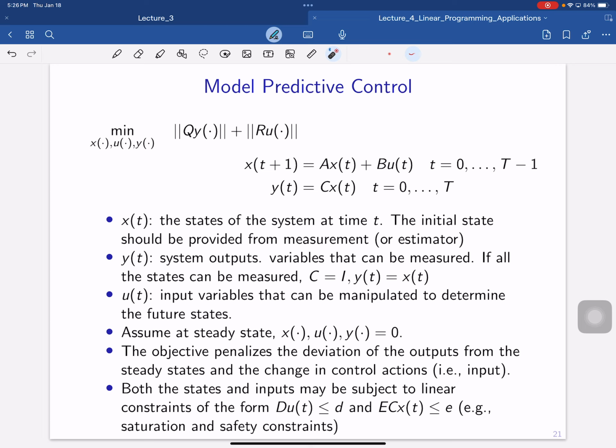Okay, and for a chemical reactor, for example, you don't want the temperature to go above a certain threshold, otherwise the reactor may explode. That will be the constraint on the state. Okay.